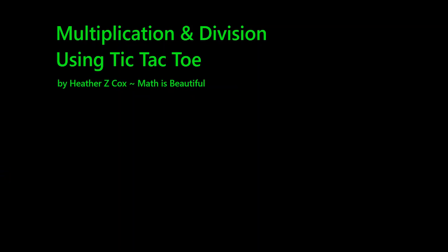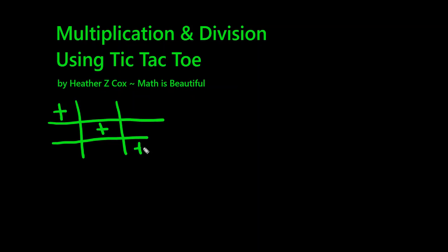In this video, we're going to look at multiplying and dividing integers using a tic-tac-toe board. What I have my students do is draw the same thing as a tic-tac-toe board, two lines going each way. On the board, we're going to put positive signs on this diagonal going down, and then we're going to fill everything else in with negative signs.